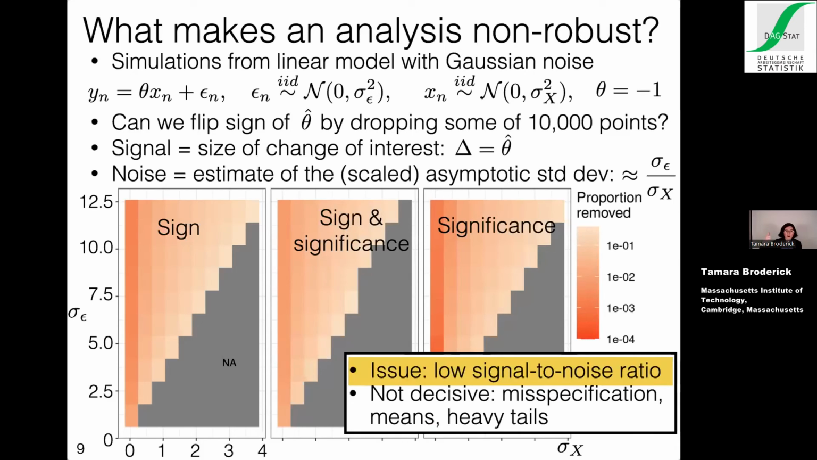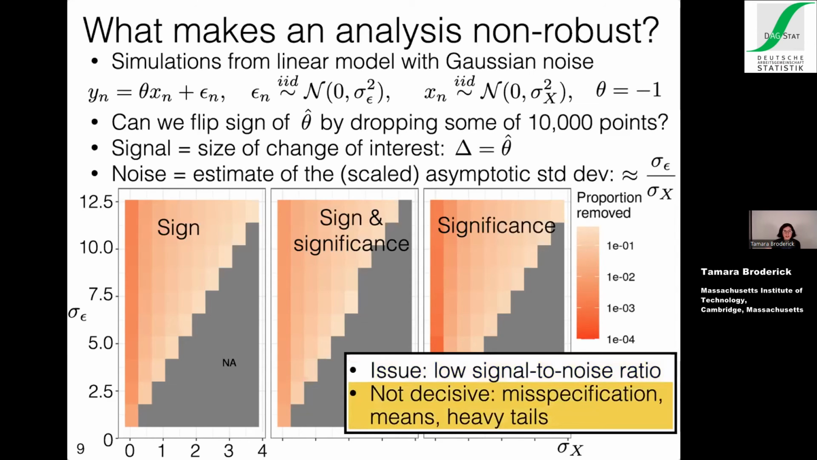Now, in all of these cases, what we are seeing is that what this notion of dropping a very small proportion of data is picking up is a low signal to noise ratio. If signal to noise is very high, if this is a really straightforward, clear problem, we can't drop a very small proportion of data to change the analysis. If signal to noise is very low, this is a very unclear problem, we're able to drop a very small proportion of data to change the analysis.